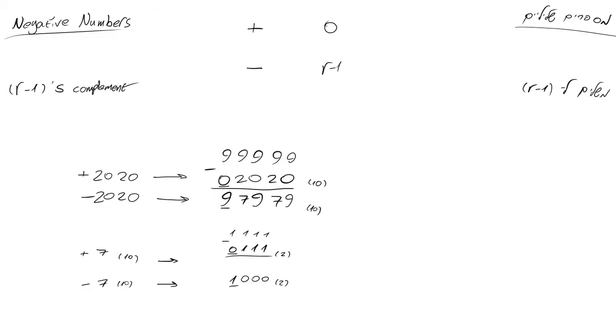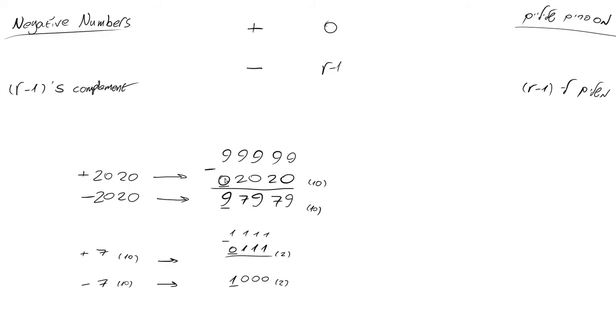Next is r minus 1's complement. In base 10, r minus 1 would be 9's complement. In base 2 it would be 1's complement. You just change the r to whatever base you're using and fill in the number. Now this method, and actually all the other methods, use the same positive method of just taking the regular number and putting a 0 on its left. The question is just how you write down the negative numbers, how you define them.